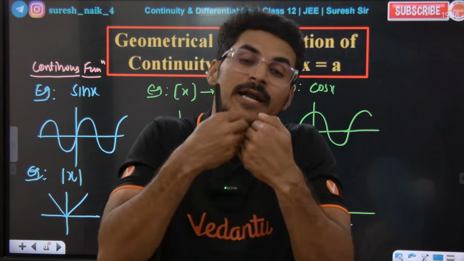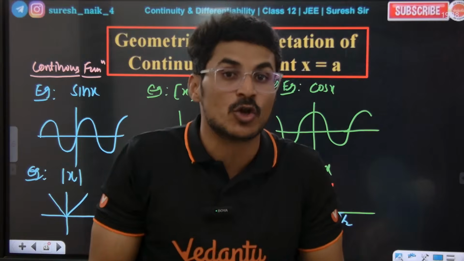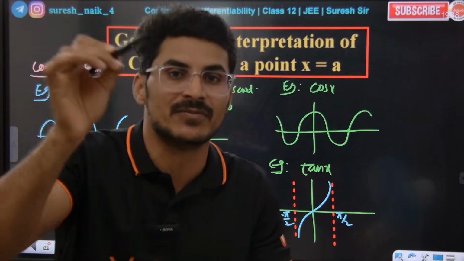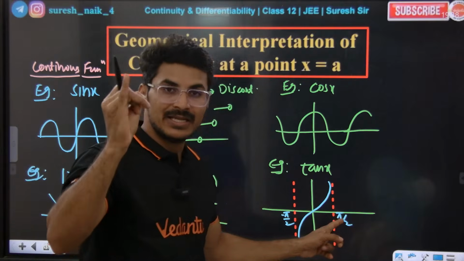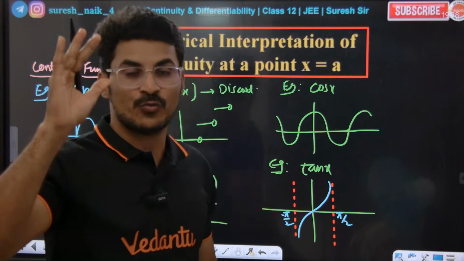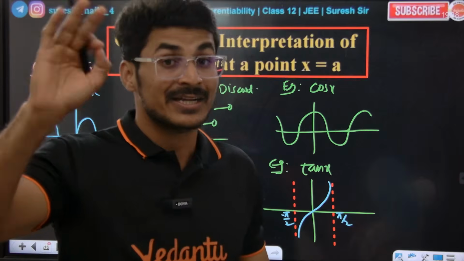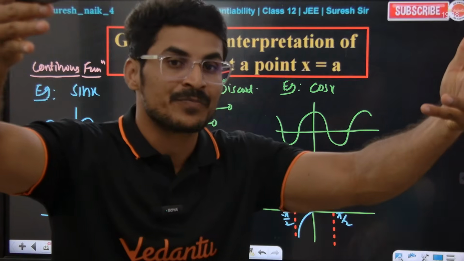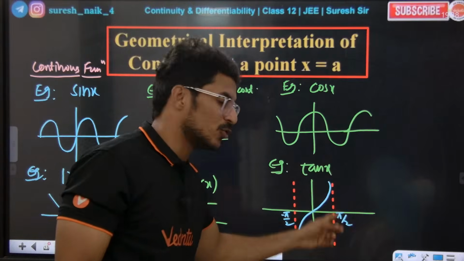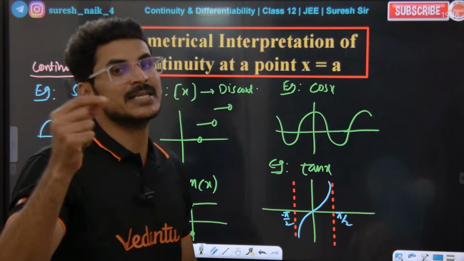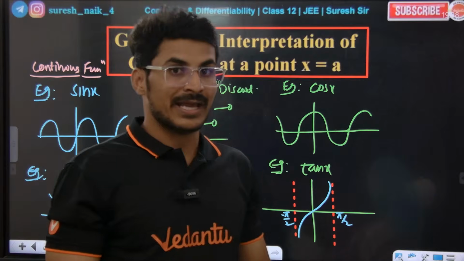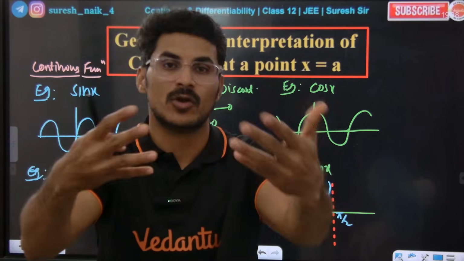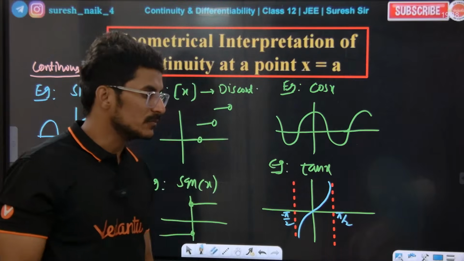Tan x is continuous in its domain. What is the domain of tan x? All real numbers except odd multiples of 90, I mean pi by 2, 3 pi by 2, 5 pi by 2, 7 pi by 2. Tan is not defined near those points. At the points where tan is not defined, the graph will definitely have this dotted line. Yes or no? At those points it is discontinuous. So can I say overall tan x is continuous in its domain? We can say that. Yes or no?